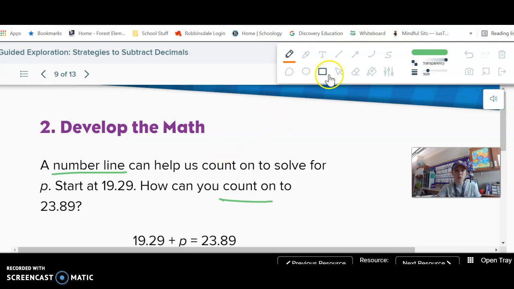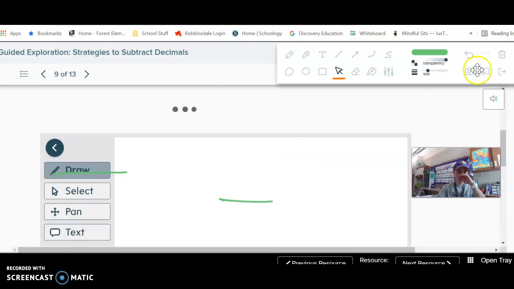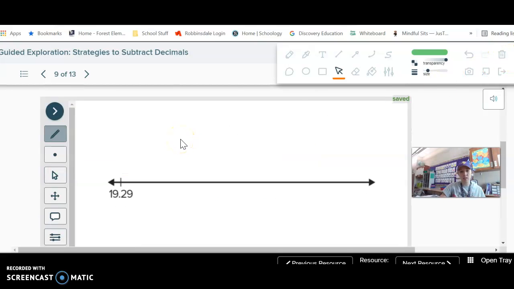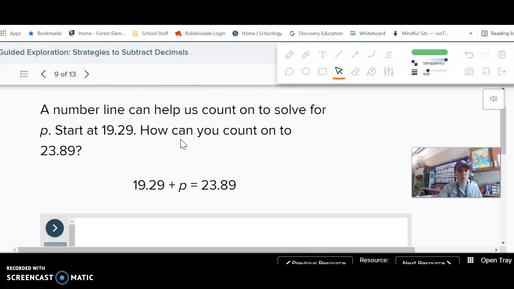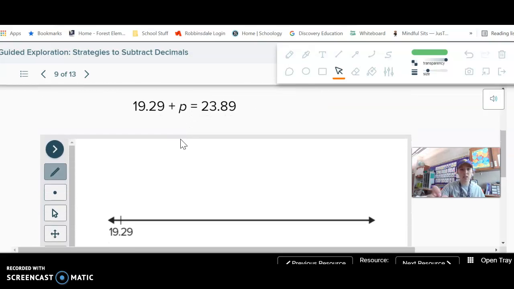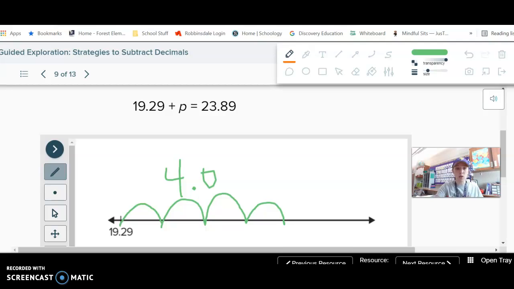So, how would I do that? I would start at 19 and 29 hundredths. I'm trying to get to 23 and 89 hundredths. There are different ways, but I could count up 1, that's 20 and 29, 21 and 29, 22, 23. So these were my 4 wholes. Now I'm at 23 and 29.